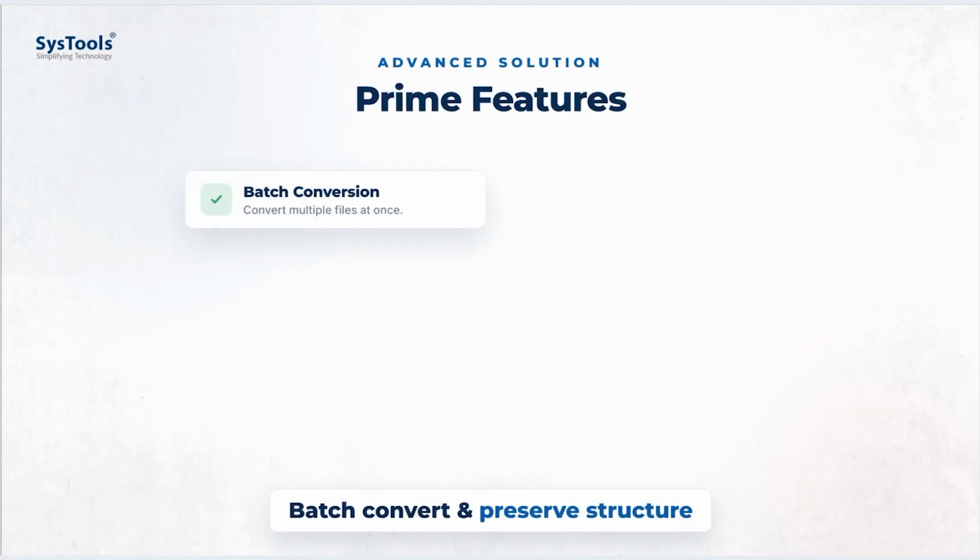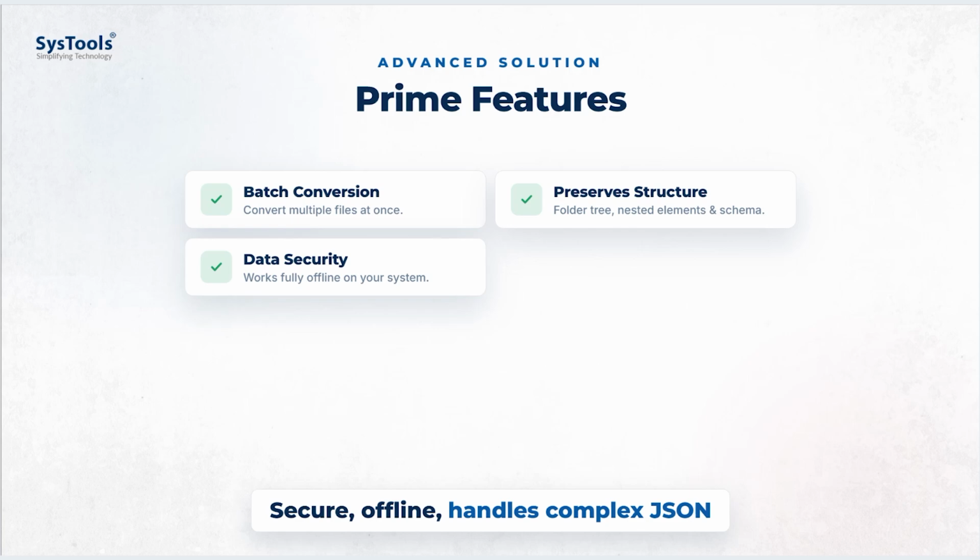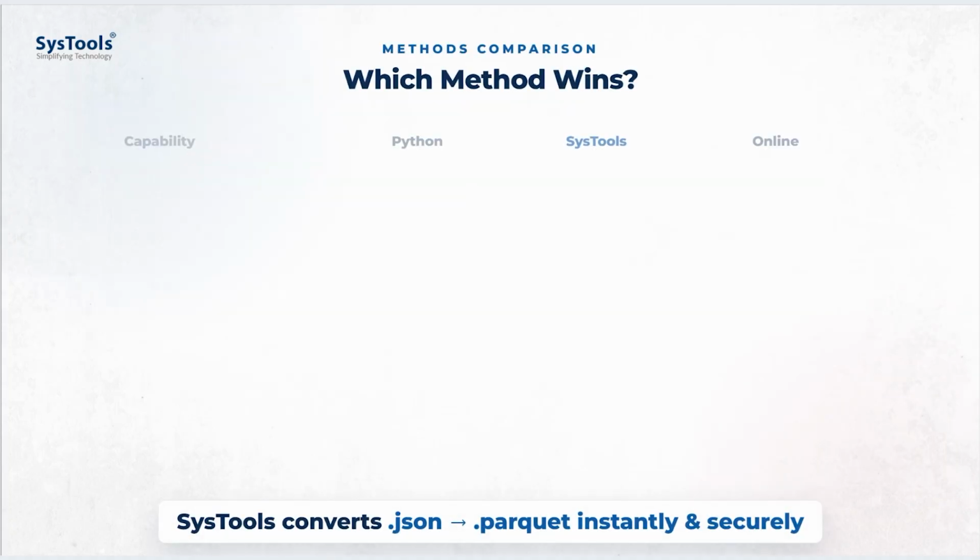Here are the prime features. It supports batch conversion, and preserves folder structure, nested elements, and schema accuracy. It keeps your data secure and works offline, handles complex and nested JSON quickly, and offers a user-friendly interface with no coding needed.